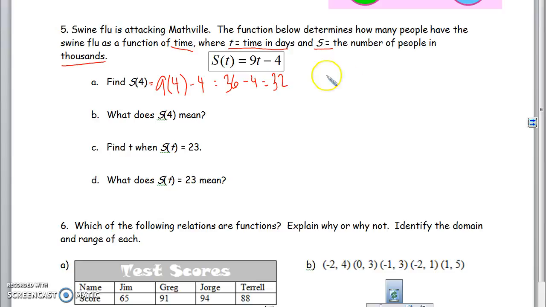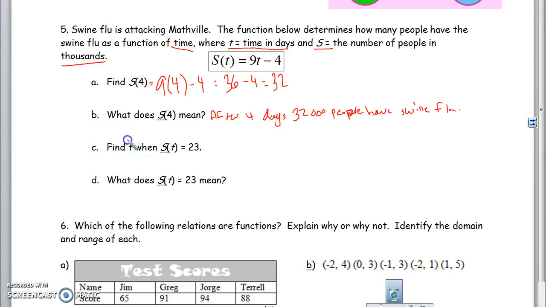But what does that mean? Remember that this is in thousands. So S of 4 means after 4 days, since T is time in days, 32,000 people have swine flu. That's it. It will be the same thing with the next one, well, this one's a little bit different.